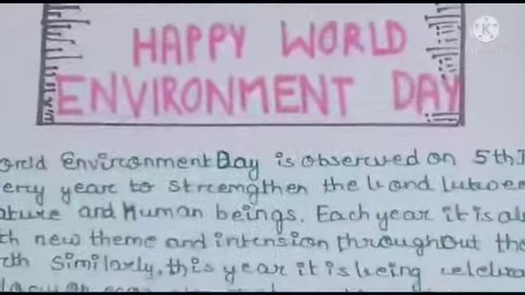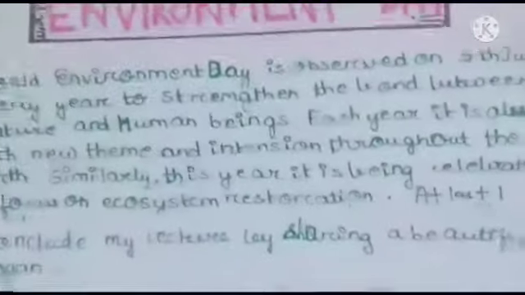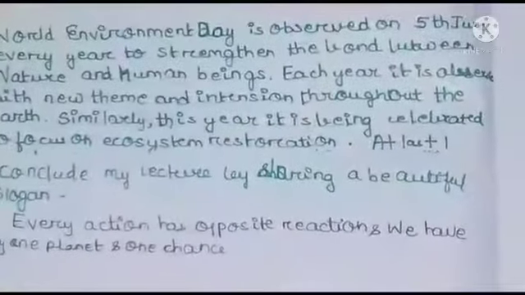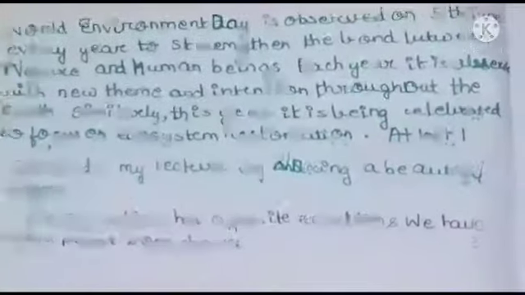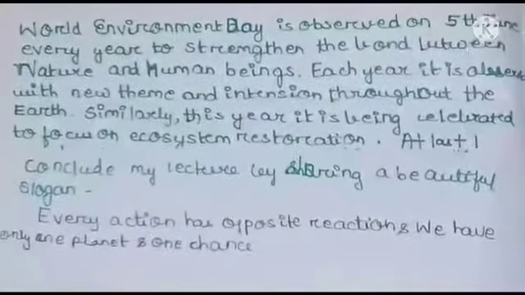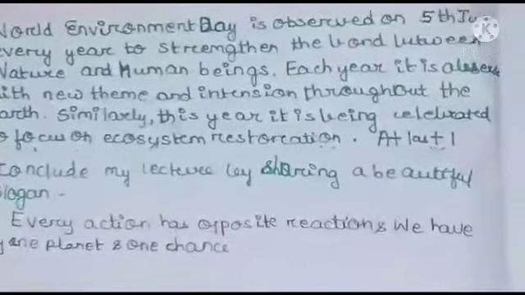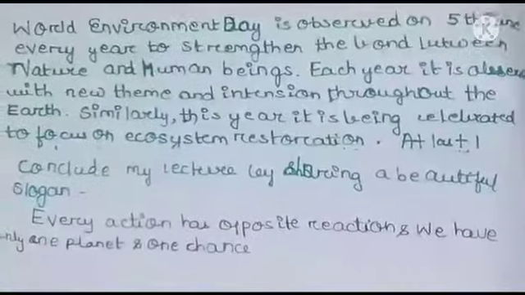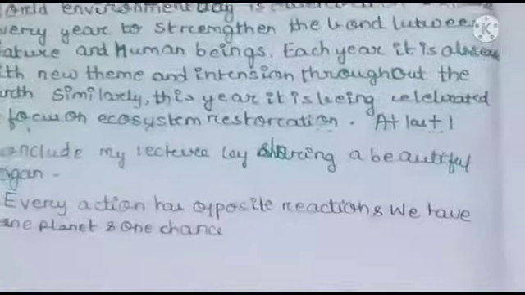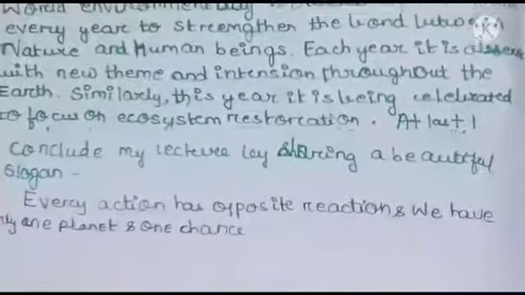Happy World Environment Day to everyone. World Environment Day is observed on 5th of June every year to strengthen the bond between nature and human beings. Each year it is observed with a new theme and intention throughout the earth. Similarly, this year it is being celebrated to focus on ecosystem restoration.